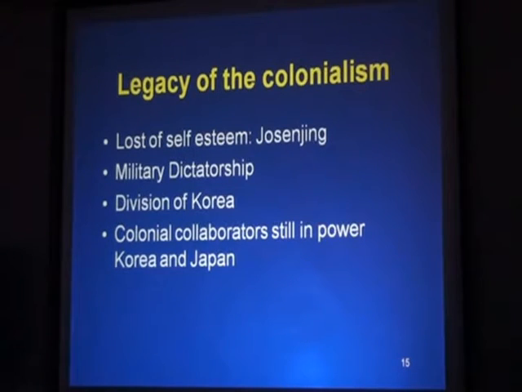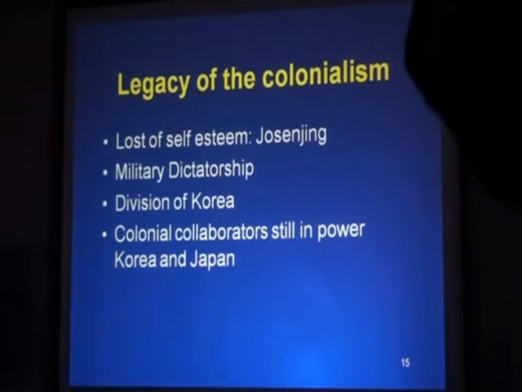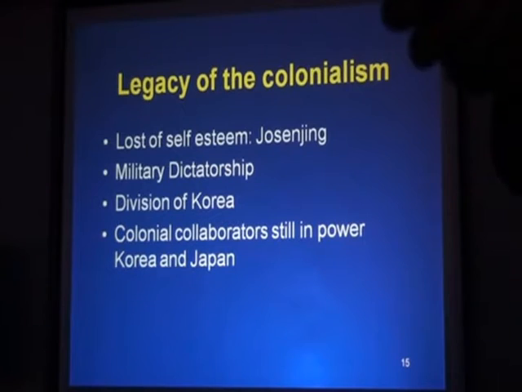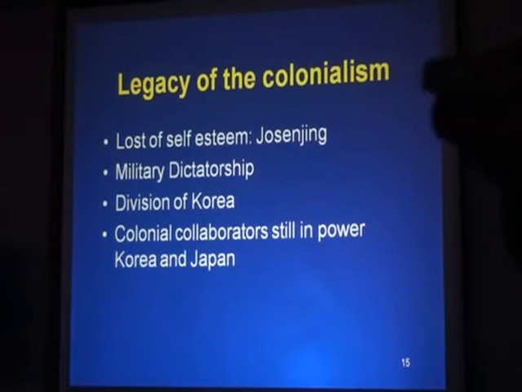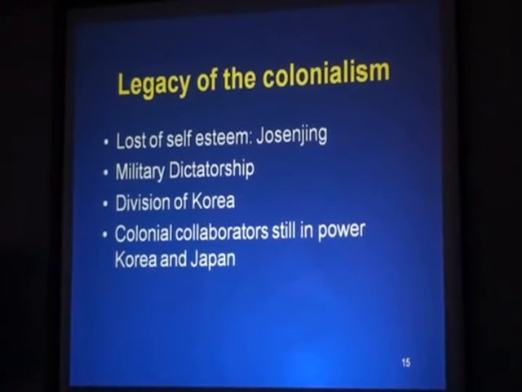And then Japan also. The Japanese at that time negotiated with the US to keep themselves united while proposing Korea to be divided. So they kept themselves united at the cost of the Korean Peninsula. And then again, the colonial rulers are still in power in Japan, and in Korea as well.